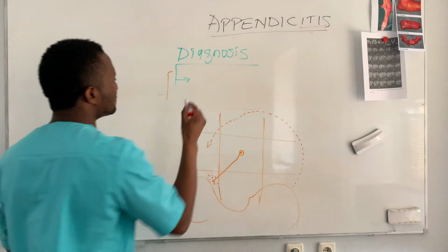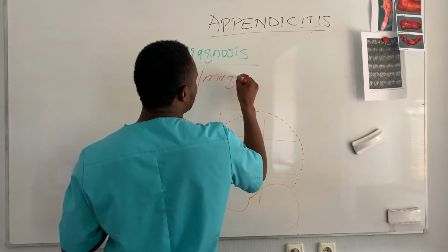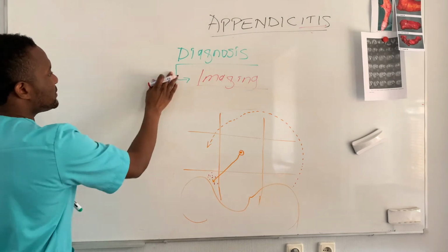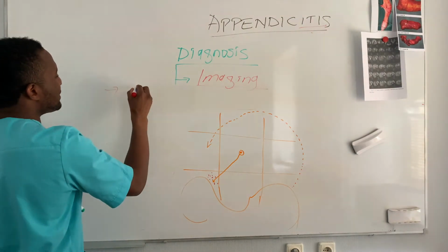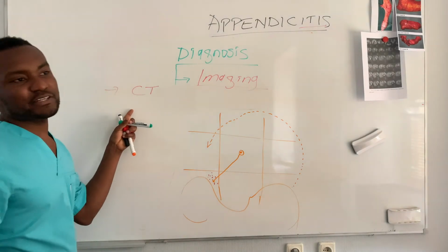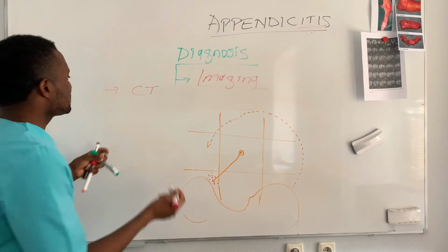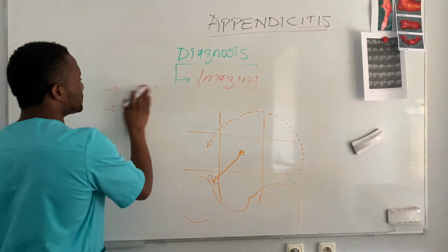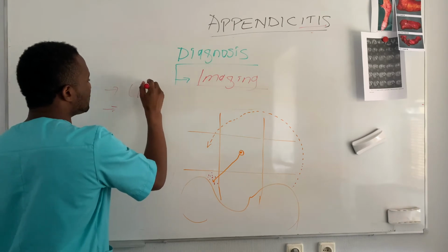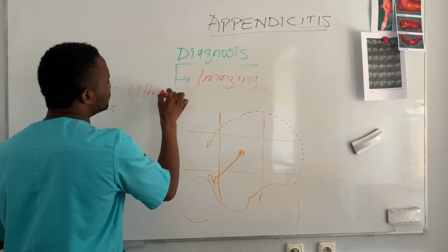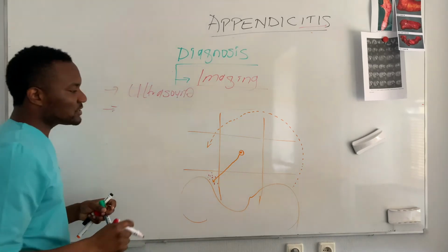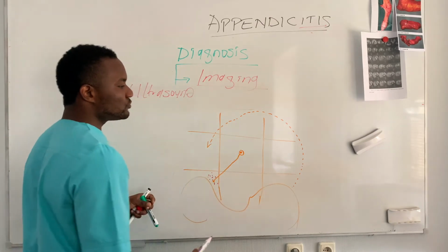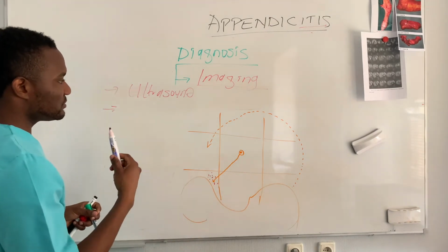About imaging, you can order for this patient to undergo a CT scan. CT scan is not readily available in a lot of hospitals. So you should start with ultrasound. Abdominal ultrasound. With ultrasound, you can see changes in the appendix if the appendix is inflamed, and you can also rule out other abdominal pathologies.